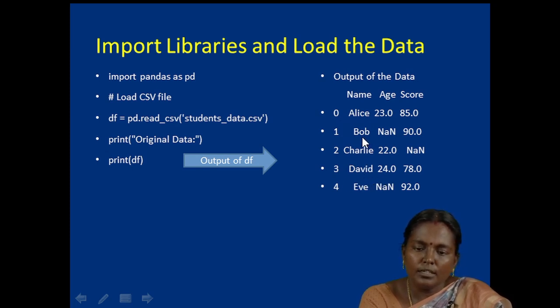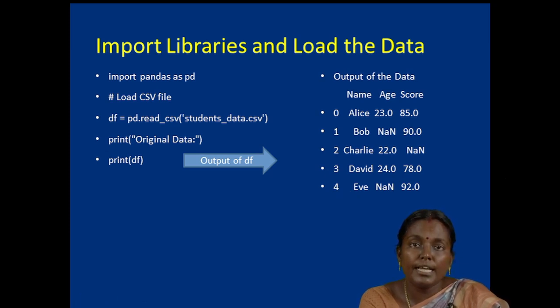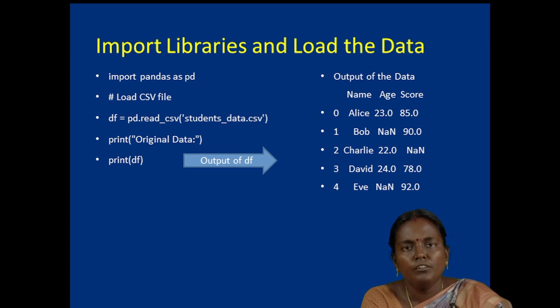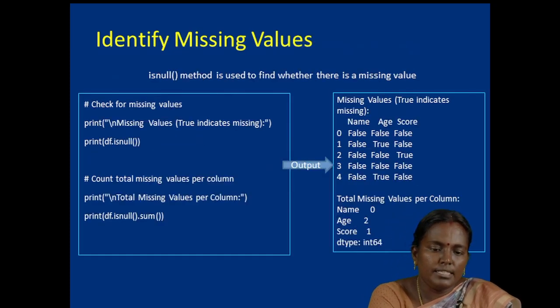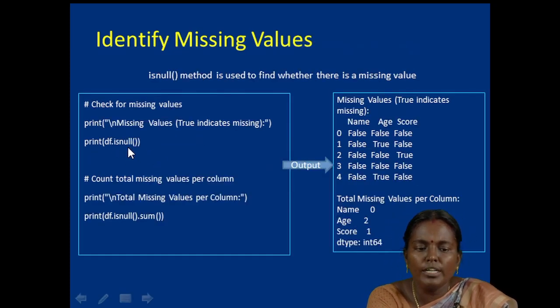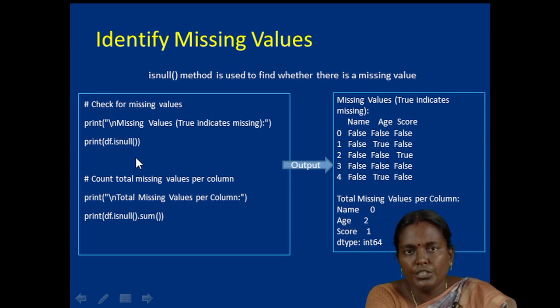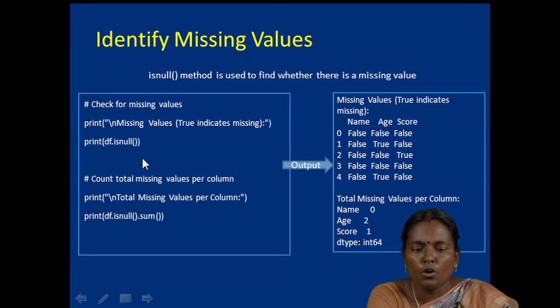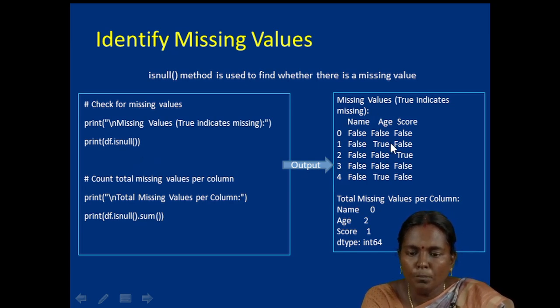Here, for Bob, the age column has a missing value. For Charlie the score is missing, and for Eve the age is missing. So this is the way to load the data into your Python environment. Next I have to find where the missing data is with the help of the function called isnull. Since isnull is a Boolean function, it will say either true or false for all the values. So here is the output which will be obtained if I use df.isnull.